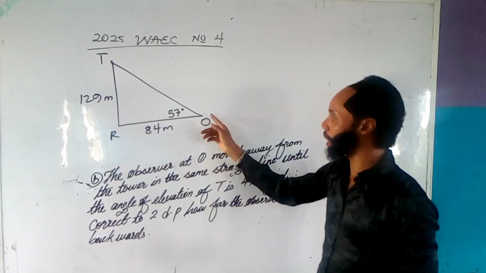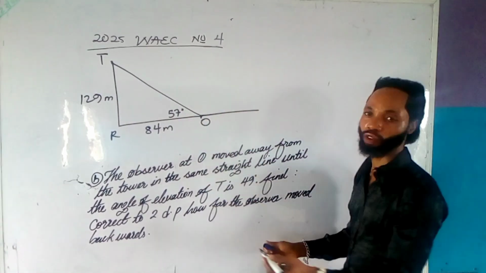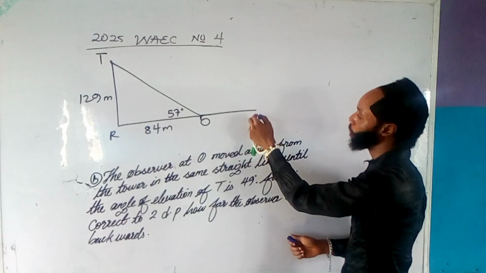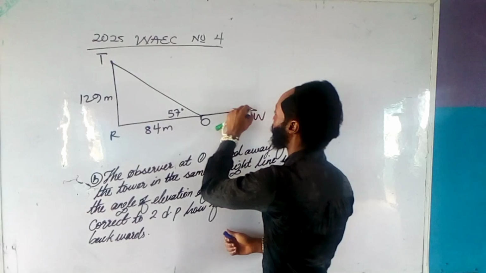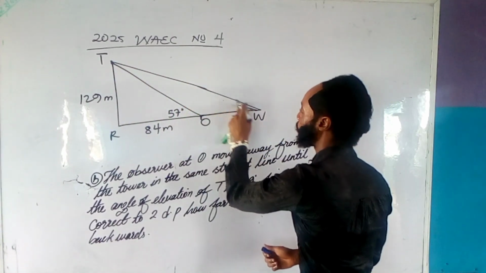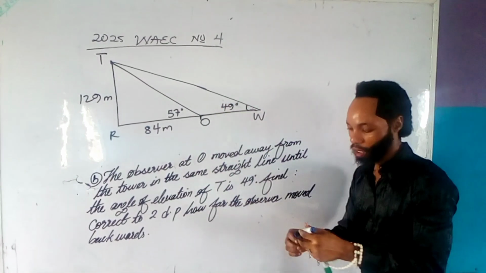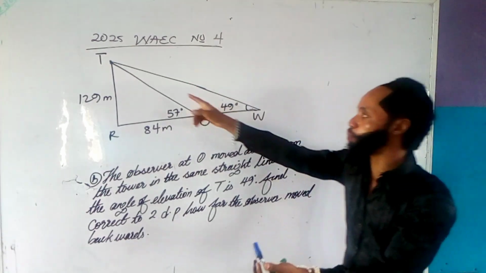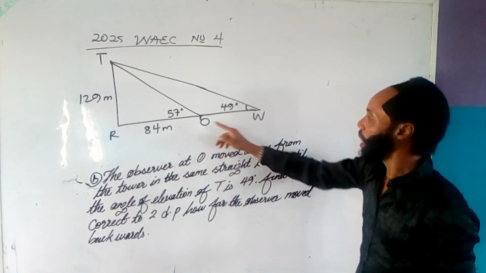Now, we are asked to say that this observer moved backwards. We don't know how much further back he moved, but we know that he moved to a new point. Let the point be point W. Now, he created an angle which we are told is 49 degrees. Because the further back you move, the smaller the angle becomes with respect to this T here. So he made it a 49 degree angle. We are now asked, find how far did he move back.